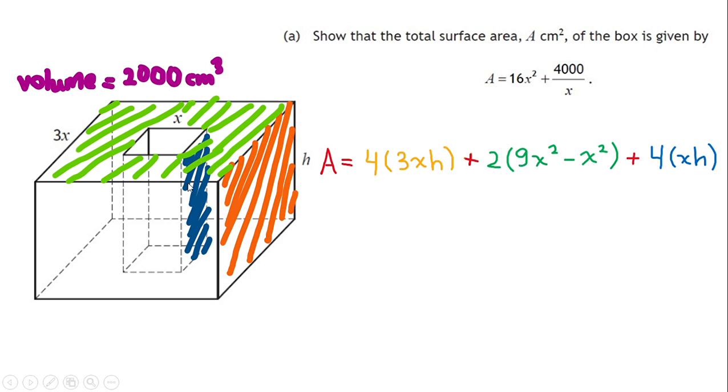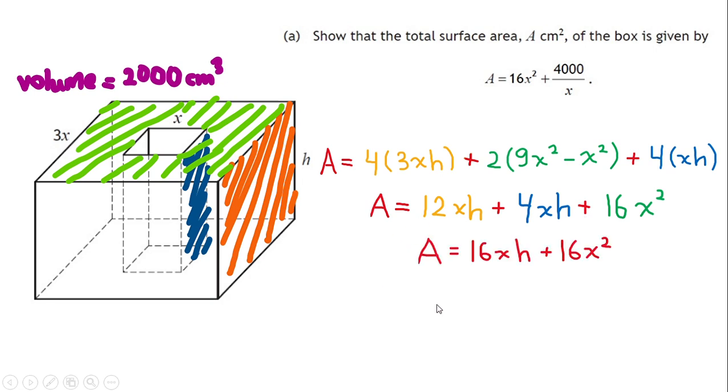And last but not least, these blue shaded ones on the inside, one of which is equal to x times h. So 4 of those equals 4 times xh. We simplify that into 12xh + 4xh + 16x². And we get this equation, which is still in terms of x and h, which is 16xh + 16x². But if you see in the equation right here, there is no h. So we still need to evaluate the h.